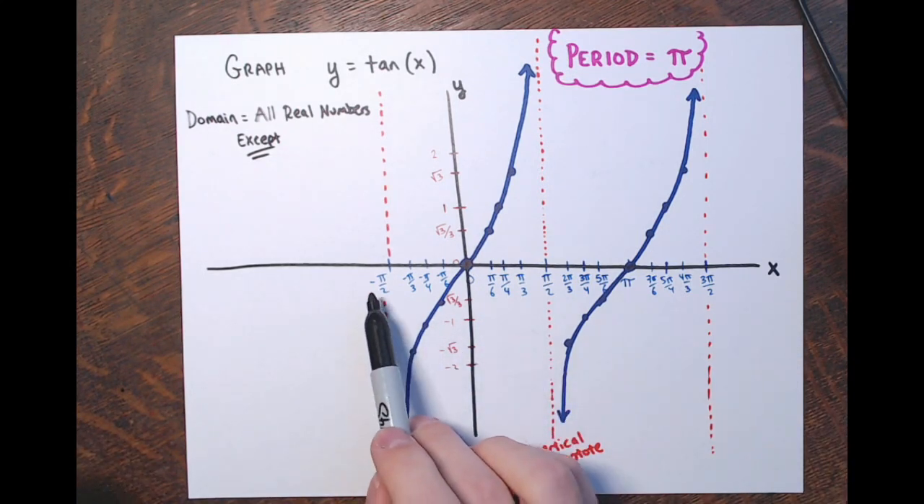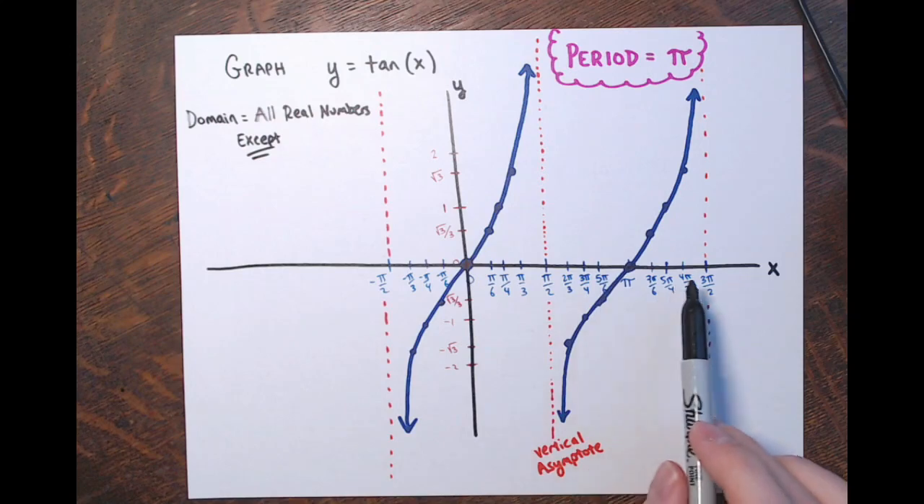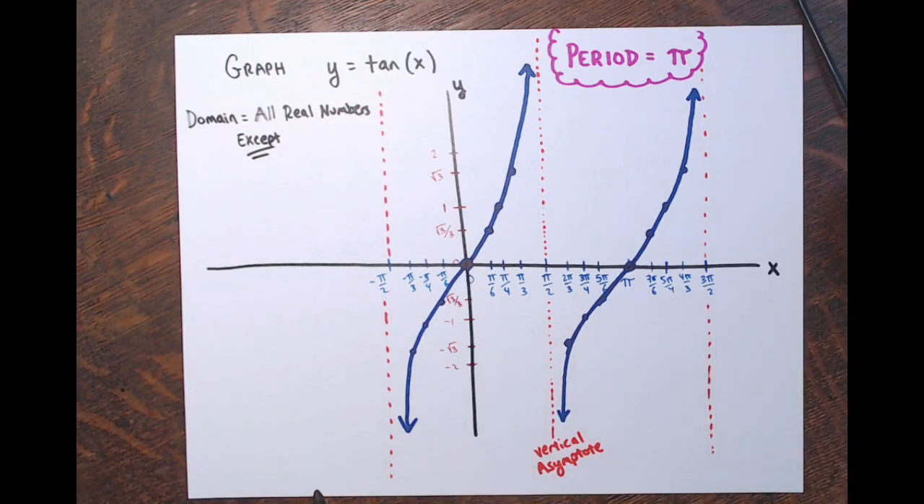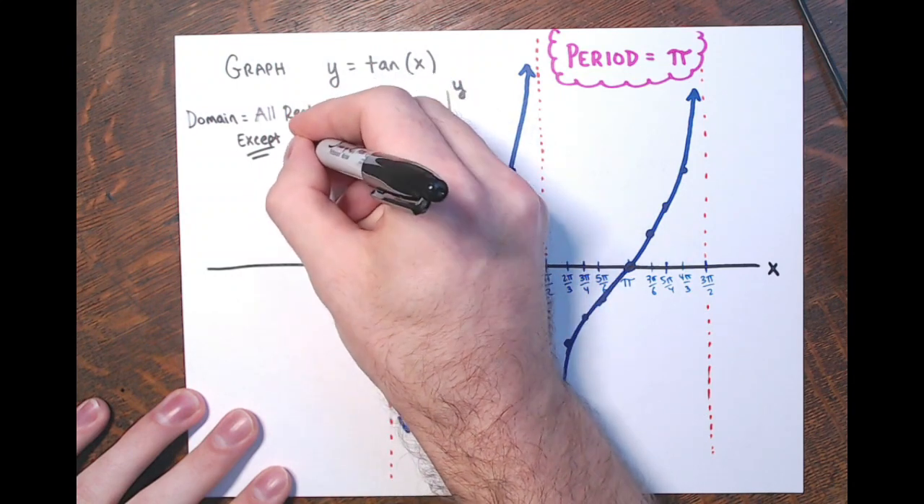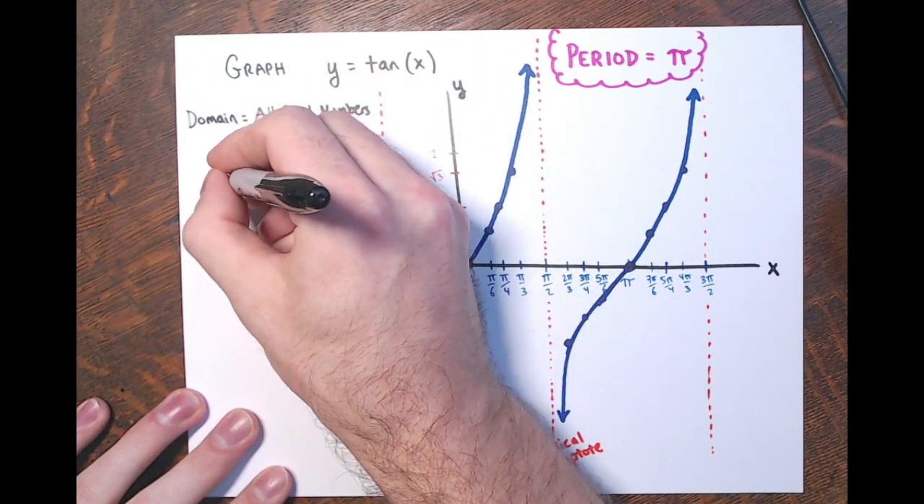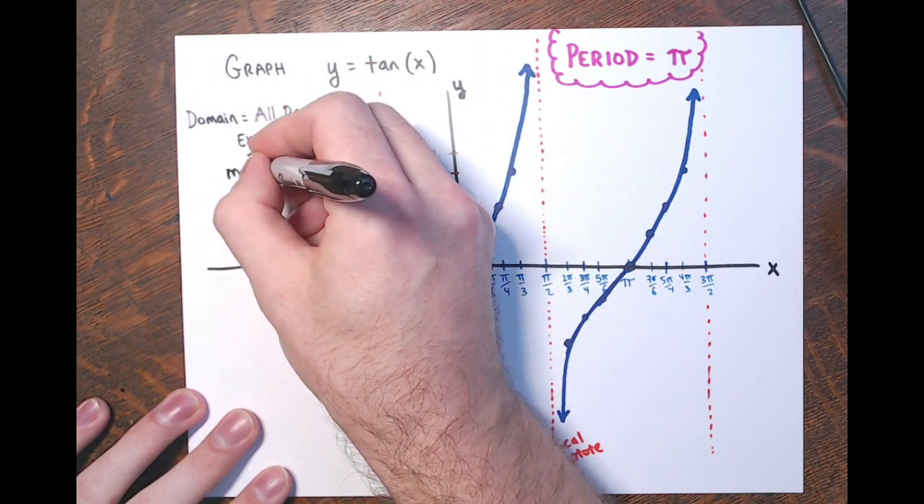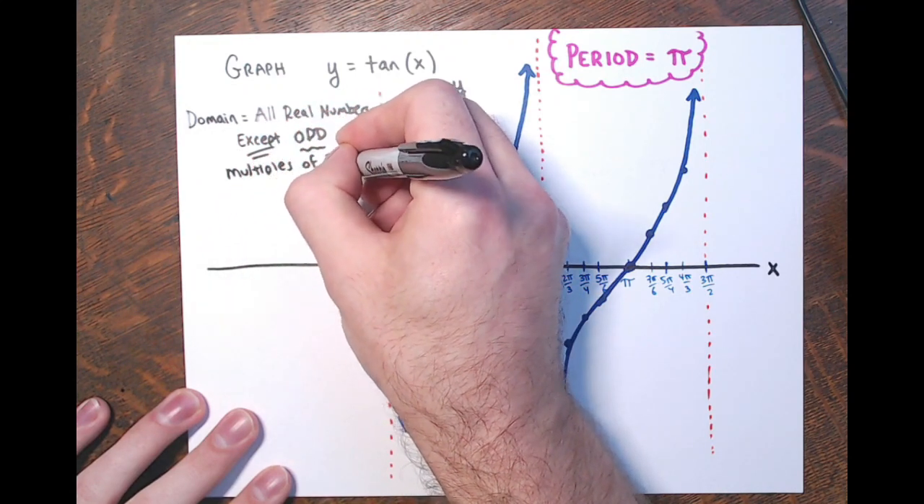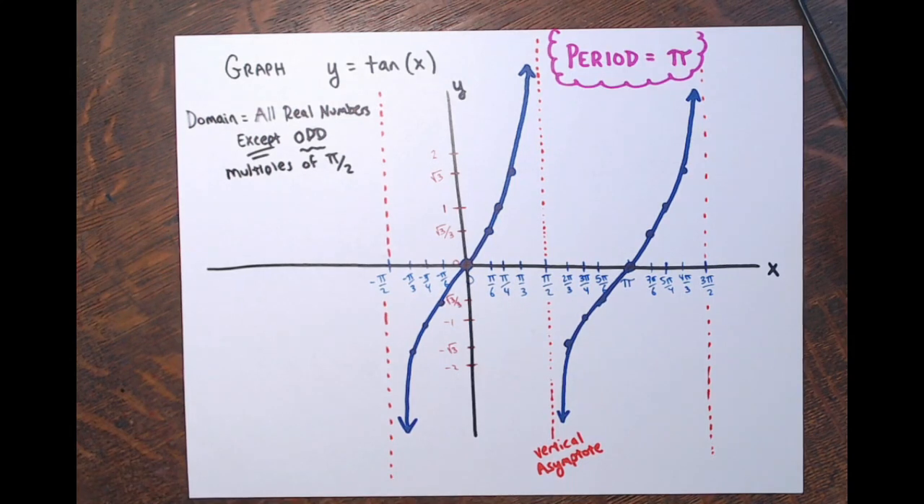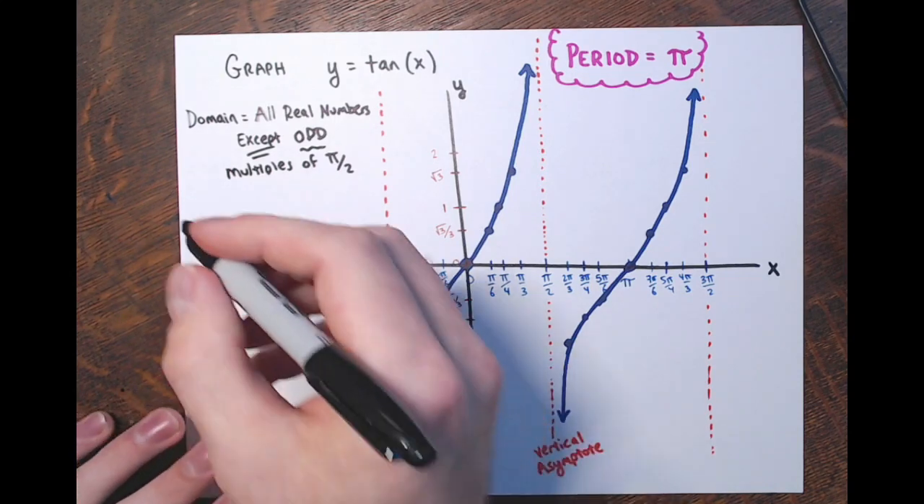You notice those numbers in front of the pi over 2, negative 1, 1, 3, 5, they're odd. Except odd multiples of pi over 2. Odd multiples of 90 degrees, right? So you can take the tangent of any angle except for odd multiples of pi over 2.